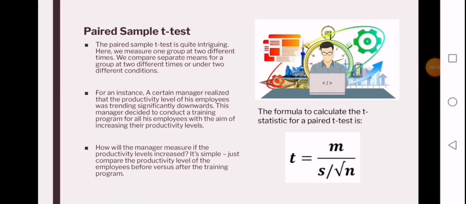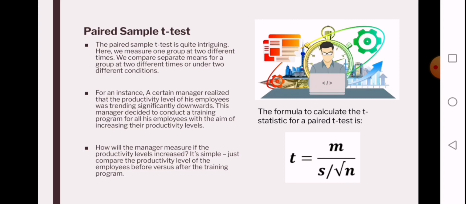Okay. The next type of t-test is the paired sample t-test, which is quite intriguing. Here, we measure one group at two different times. We compare separate means for a group at two different times or under two different conditions. For instance, a certain manager realized that the productivity level of his employees was trending significantly downwards. This manager decided to conduct a training program for all his employees with the aim of increasing their productivity levels.